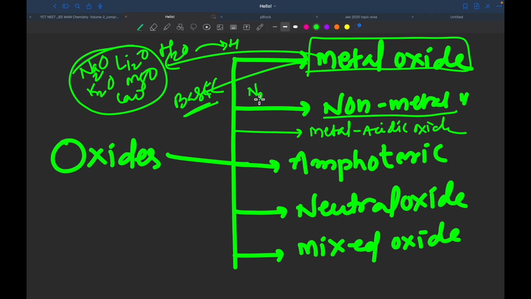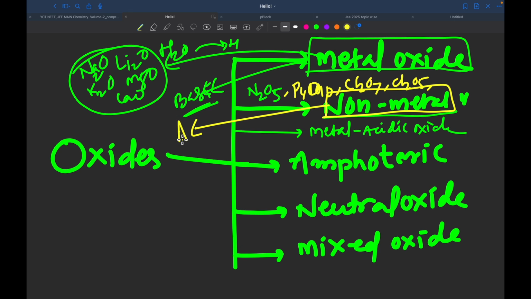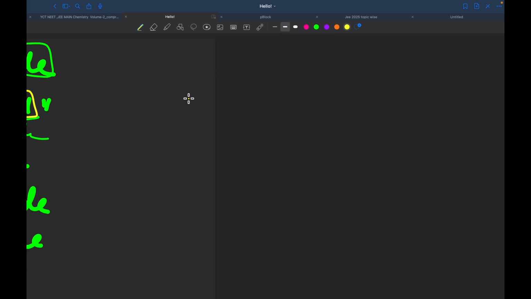Non-metallic oxides are oxides of the non-metals. For example, we have N2O5, nitrogen pentoxide, P4O10, phosphorus pentoxide. In the same way, we have Cl2O7, chlorine heptoxide, Cl2O5, chlorine oxides. So if oxygen is present with a non-metal, it behaves like a non-metallic oxide. Non-metallic oxides, we know it, they are acidic in nature.